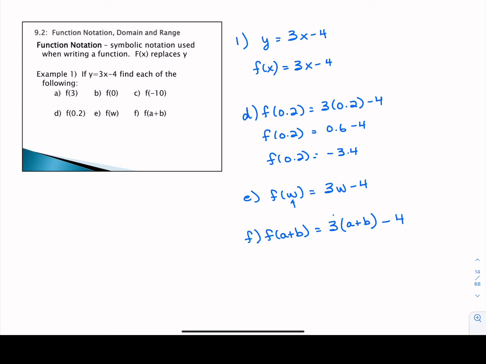Now this is going to require us to open up these brackets a little bit so we can distribute through. And we can say f at a plus b is going to be 3 times a, or 3a. 3 times b is positive 3b, and then we've got minus 4. Once again, we don't have any like terms to collect, and this is as far as we can go.